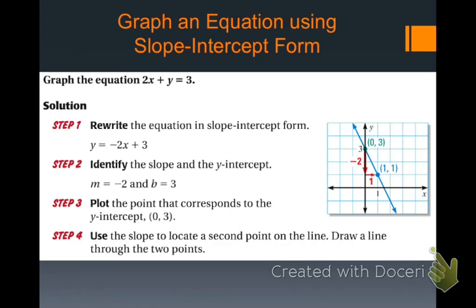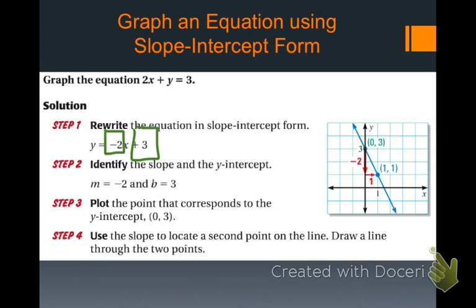Okay, so if you know the slope and you know the y-intercept of an equation, you can use that to help you graph the line. So the first thing you have to do is make sure that the line is in slope-intercept form. And again, in this example, it is not in slope-intercept form. So we have to put it in slope-intercept form by subtracting 2x from both sides. And you end up with y equals negative 2x plus 3. So then again, my m, my slope, is negative 2, and my b is positive 3. So I can use that to graph.